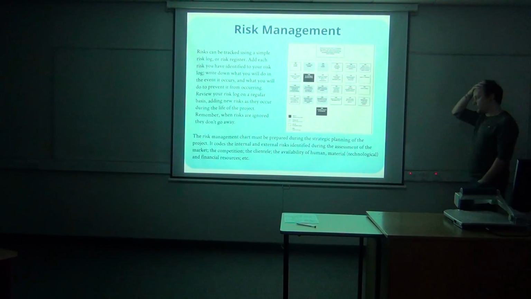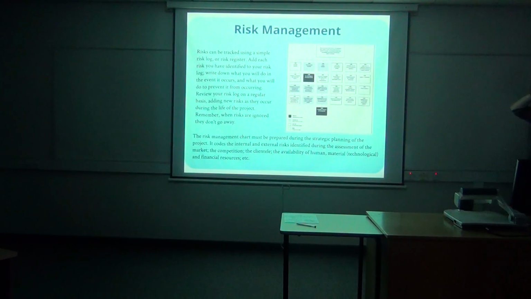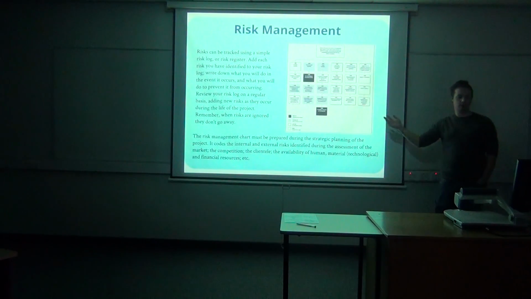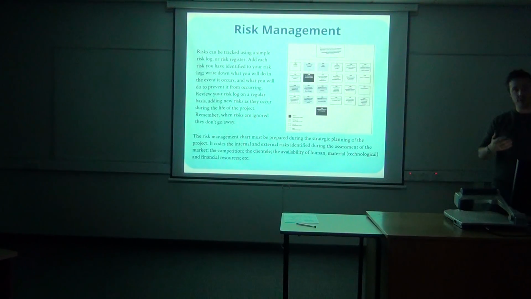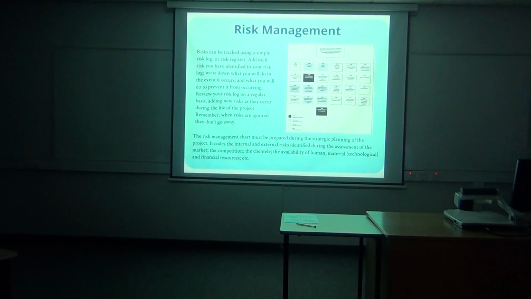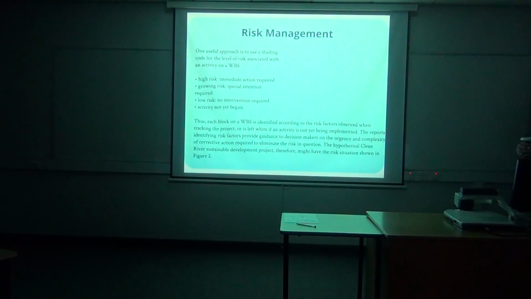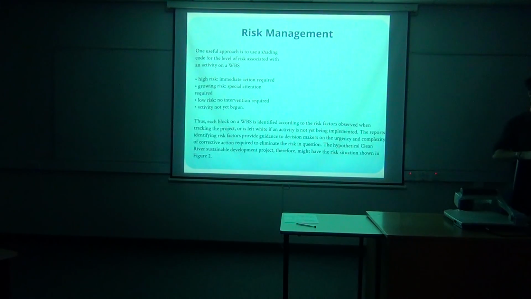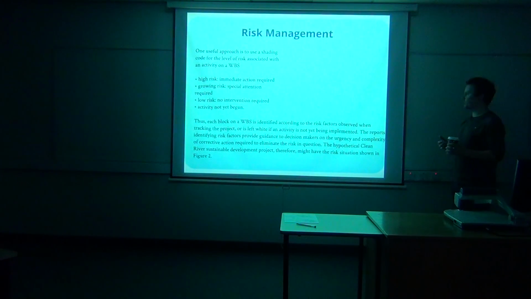So the risk management chart must be prepared during the strategic planning of the project. It codes all the internal and external risks depending on the likelihood of that risk happening. So again, sustainable project management, just make sure you plan for the environmental risks. One useful approach is to use that kind of shading code for the level of risk associated with your work breakdown structure. High risk, you need to deal with it now. Growing risk, you need to think about it. Low risk, don't worry about it. Activity does not begin yet. Each block is identified according to the risk factors observed when tackling the project.